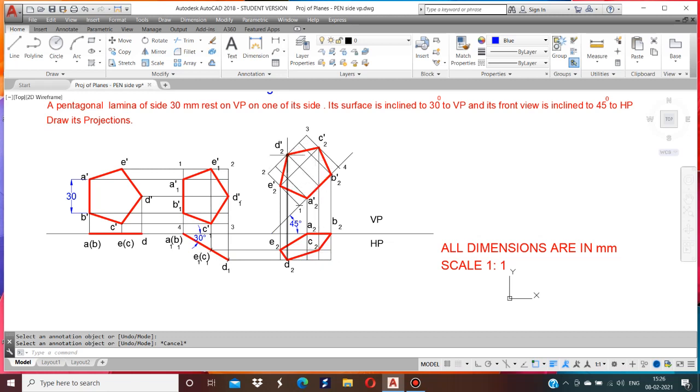Now from D2 dash draw a vertical line. Here draw a horizontal and intersection point is D2. Okay, from E2 dash draw a vertical line. Here draw a horizontal, intersection point is E2. So this is how you have to draw the lamina which rests on VP on one of its side. Okay.